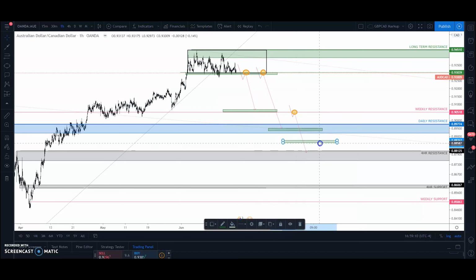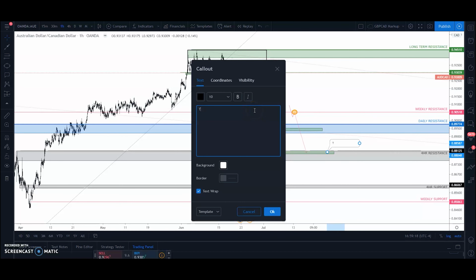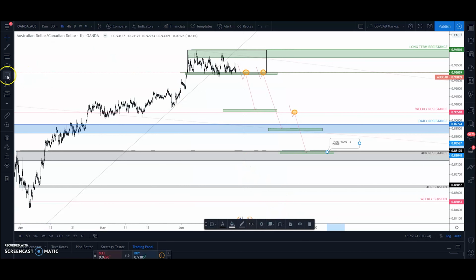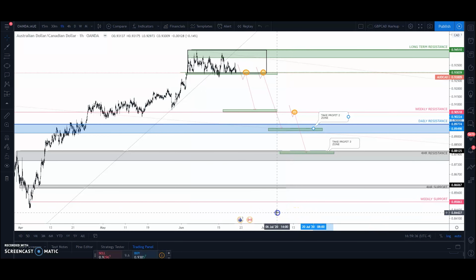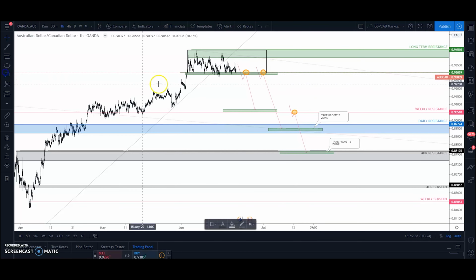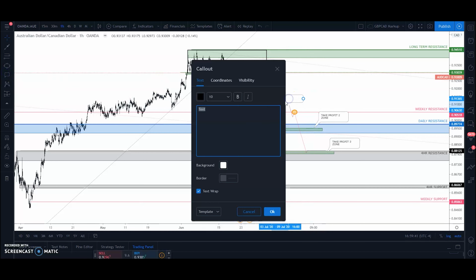So I just copied my take profit zone and I'm putting it at the 4-hour level as well. And right now I'm just going to use a callout to label it what it is. That is the take profit 3 zone. Save. And then that's the take profit 2 zone. And then I'm going to label the last one, which is take profit 1. And save.